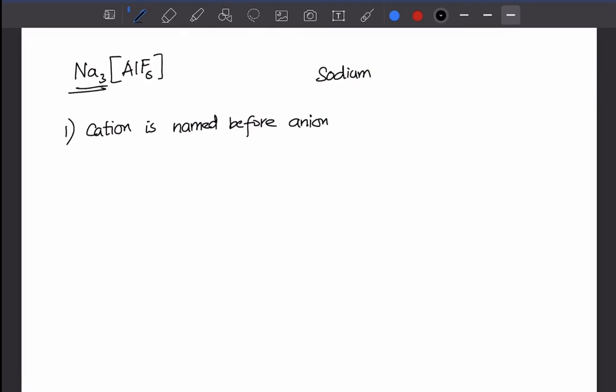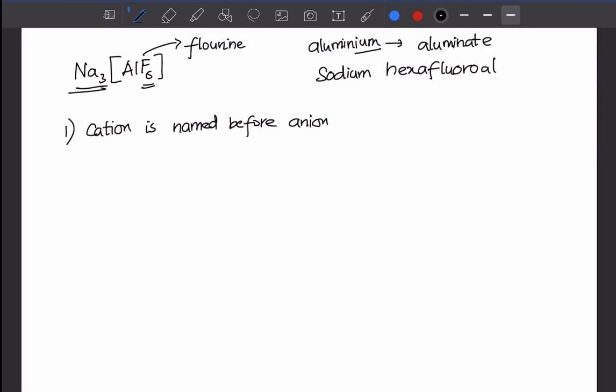So you have a fluoride ligand, so you have a fluorine ligand. We'll remove fluorine and write fluoro, but there are 6 of them, so we write hexafluoro. And aluminium is the metal. If we remove the "ium" and write "ate", it becomes aluminate. So it becomes sodium hexafluoroaluminate. So this is the name of the compound here.